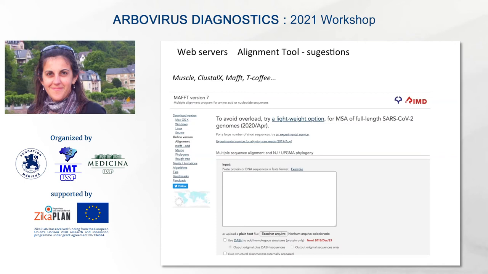It was recently updated for SARS-CoV-2 alignment, and that's because SARS-CoV viruses have a 3 times larger genome than the arbovirus on average. So when you are aligning 100 or 200 or even 1,000 genomes, it can be very time consuming. So now you will have no problem at all using it, no matter how many genomes you want to align.